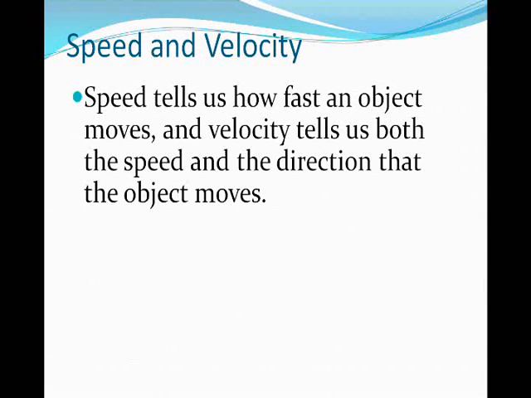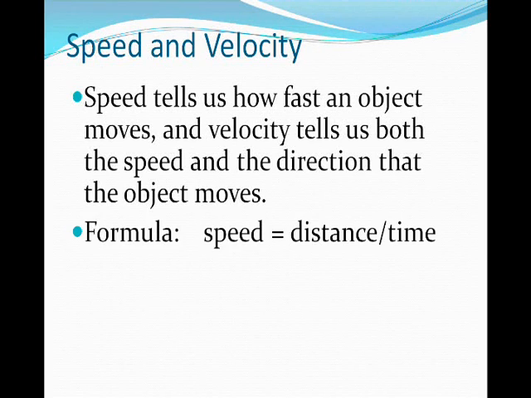Now let's look at speed and velocity. Speed tells us how fast an object moves. Velocity tells us the speed at which something moves and the direction that the object moves in. So for example, if I'm traveling to my parents' house in Blue Ridge, Georgia, my speed would be 70 miles per hour. My velocity would be 70 miles per hour north on 85 or on 75, right? Because velocity includes the direction you're going.